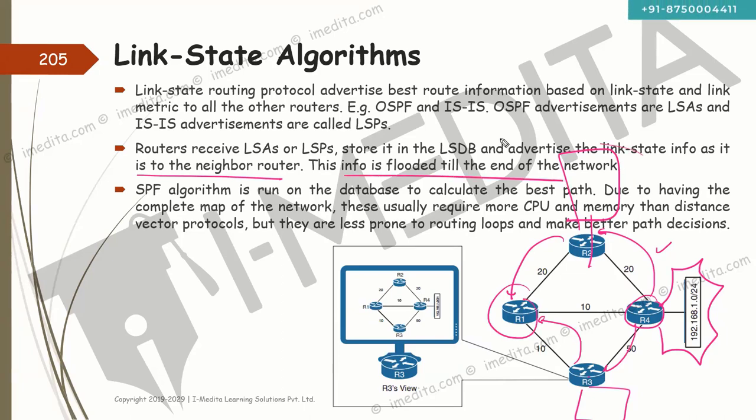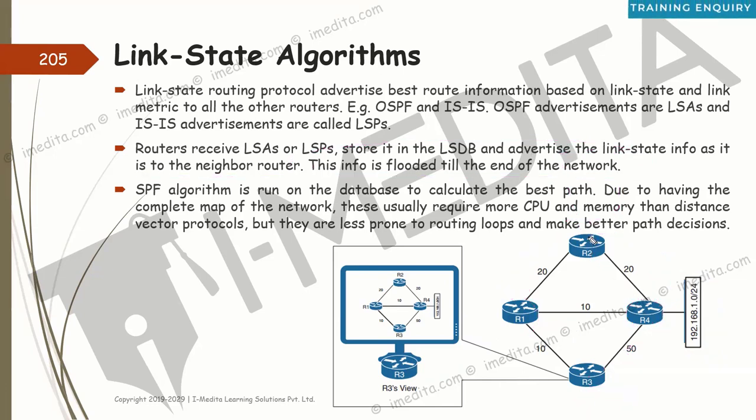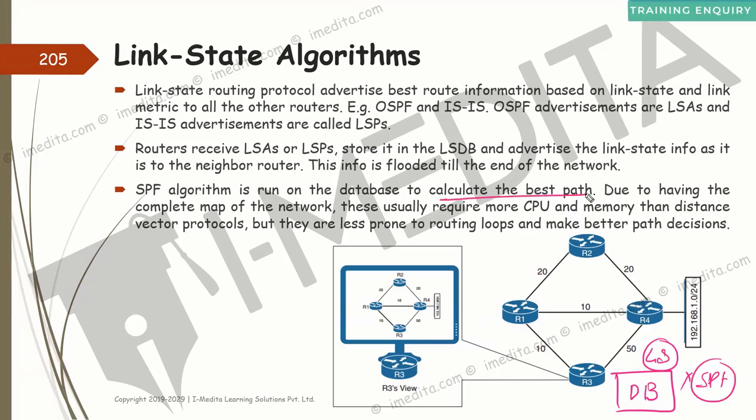The information is flooded till the end of the network. Similarly, router 2 advertises its own information, and router 1 advertises its own information. Eventually, when all the information is flooded in the network, everyone will have the database. This database is what we refer to as the link state database. Over this database, the link state protocols run algorithms such as the SPF algorithm, the shortest path first algorithm. They calculate the best path and install that best path in the routing table.